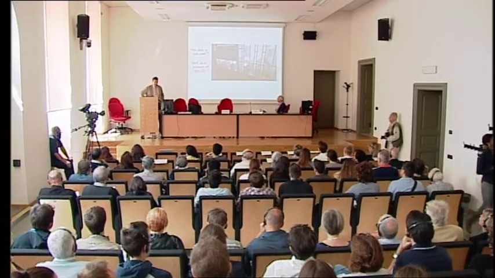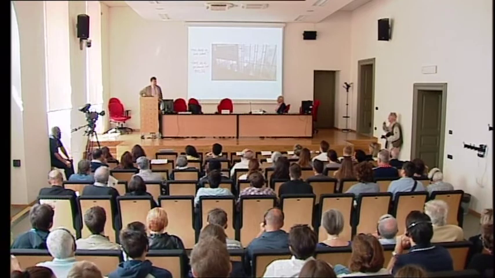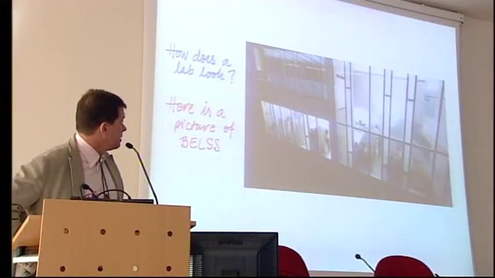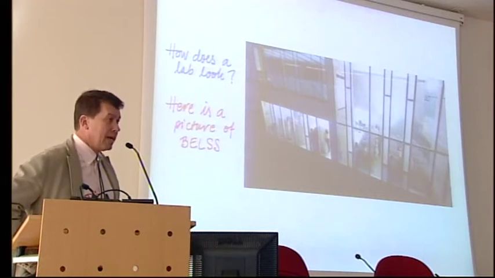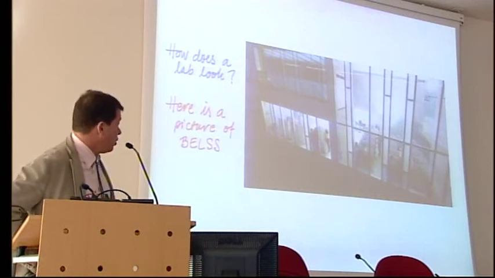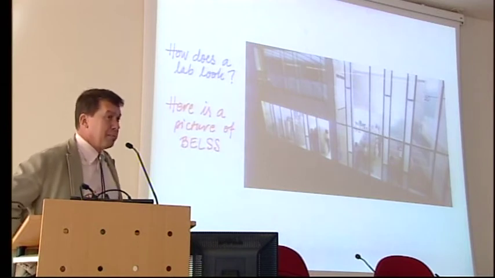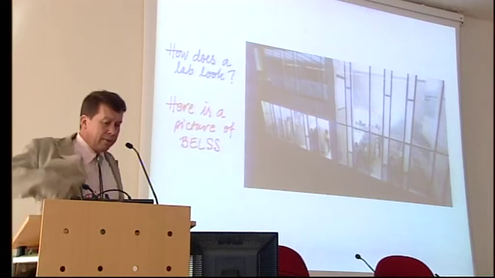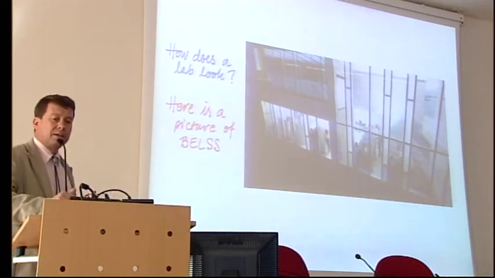Now, before I come to the specific theory I will look at, we've mentioned lab experiments. You may wonder what a lab looks like. This is our lab at Bocconi. It's called the Bocconi Experimental Laboratory in the Social Sciences. And maybe I'll hold it like this.